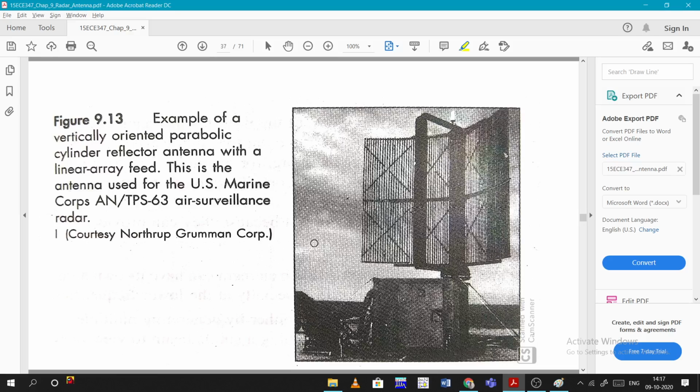Parabolic cylinder. So the parabolic cylindrical antenna, if you observe this shape, is looking like a part of a cylinder. Okay, you can see it is a part of a cylinder.